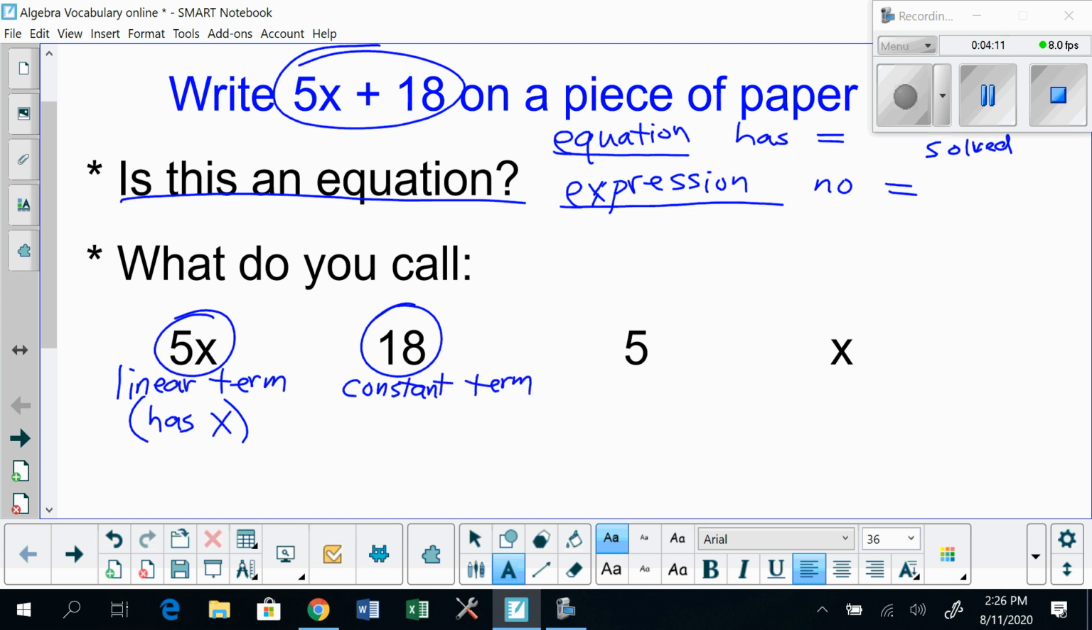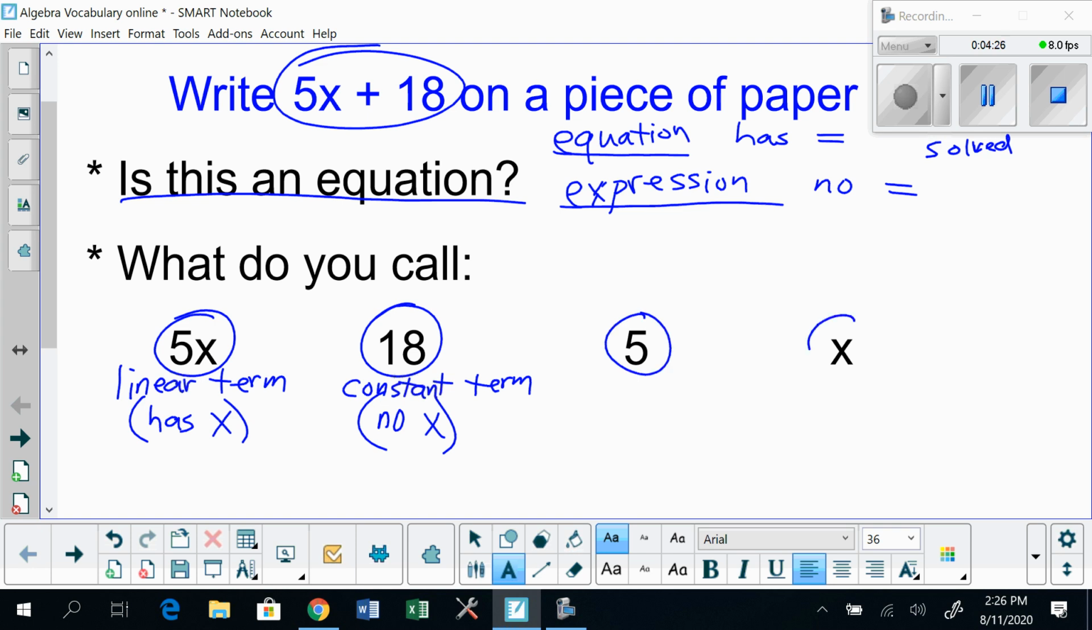And the constant term has no x. Again, I'm trying to keep these definitions as simple as I can here. So that's the linear term and the constant term. Now we can break the linear term down even further as well. The linear term has a 5 and an x.